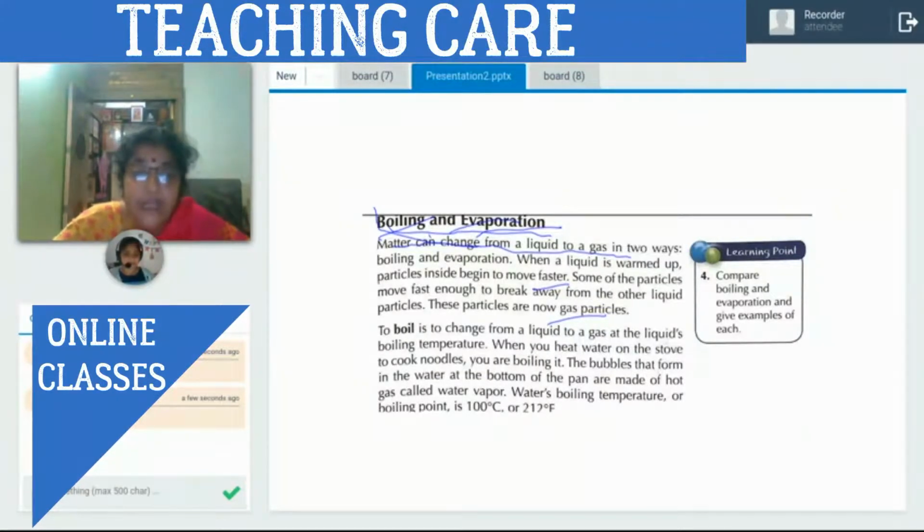Particles move fast enough to break away from the other liquid particles. Now the particles are called gas particles, right? Yeah. Okay, next.